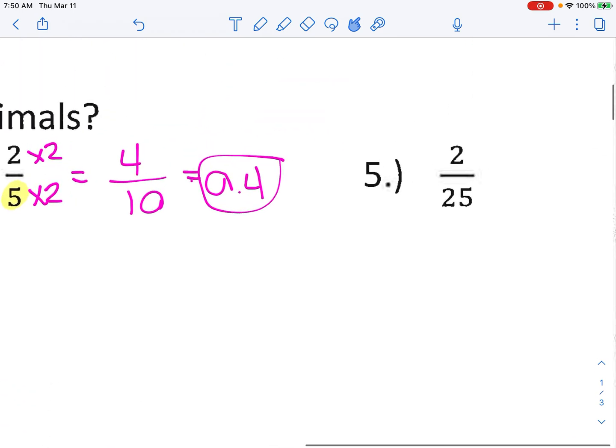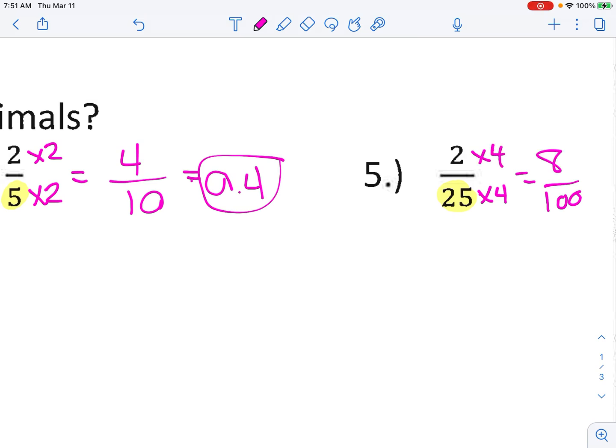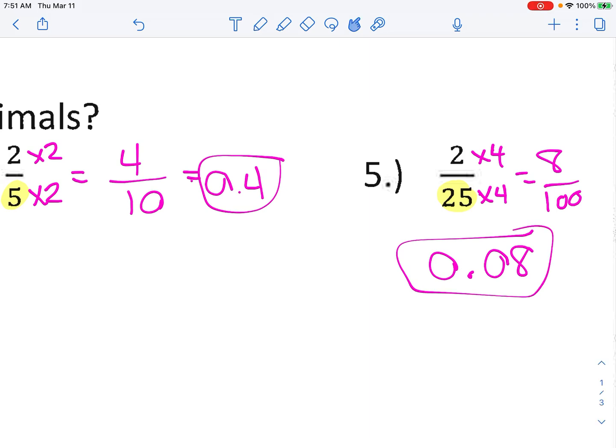Oops, I'm sorry, I missed this one over here. 2/25. Again, look at your denominator. Can we multiply 25 times something to get 100? Yes. 4 quarters make $1, so 25 times 4 is 100, and 2 times 4 is 8. Now once we have the fraction 8/100ths, we can write the decimal 0.08.